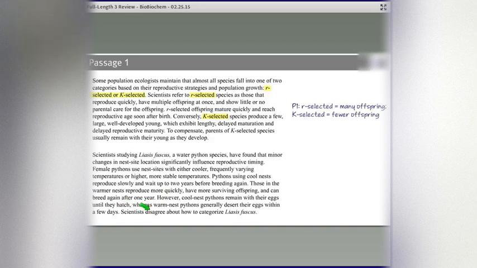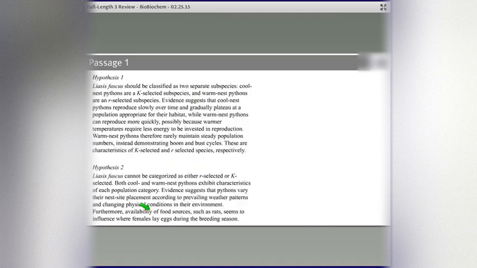Then at the bottom, the scientists are going to be disagreeing on how to categorize these. So this is going to be the main point of what we're going to be looking at. Let's see how they're going to categorize them, because we see that they are going to be disagreeing about how to categorize them. So let's take a look at the first hypothesis.